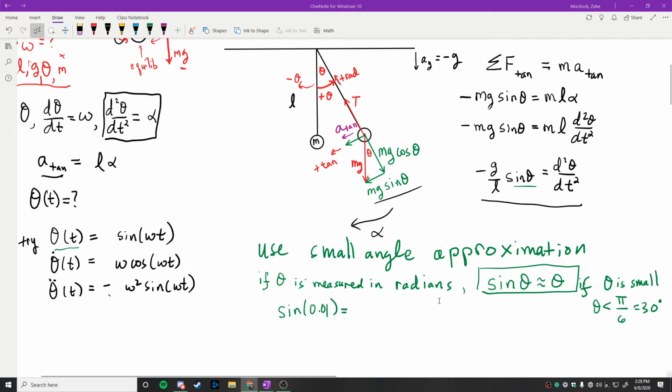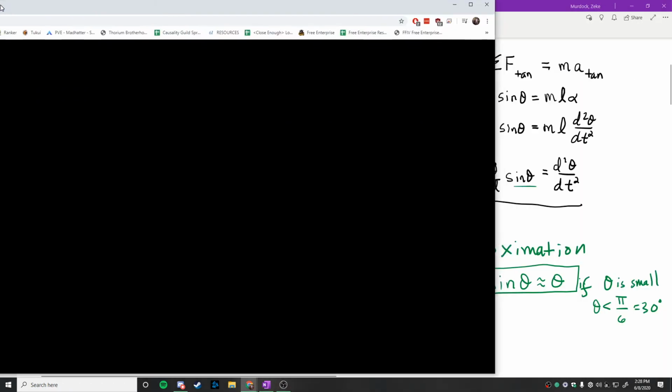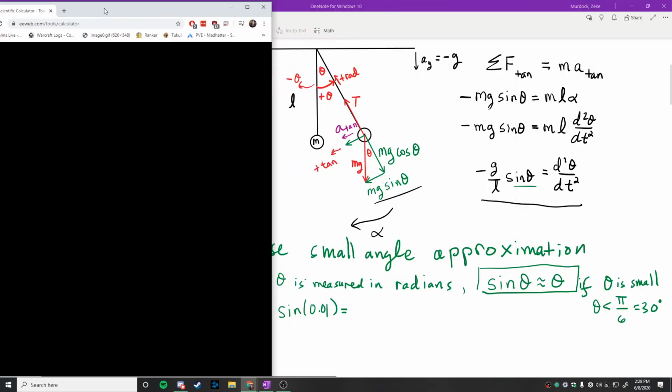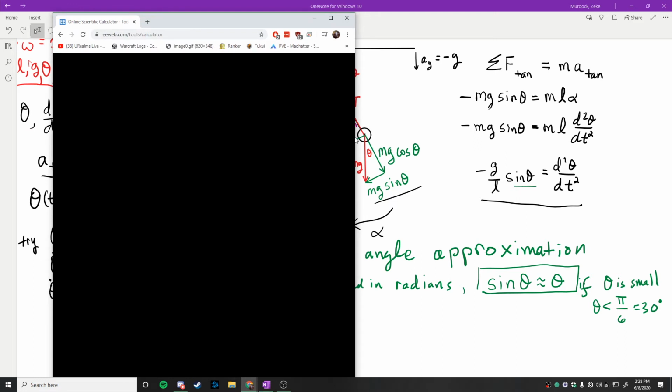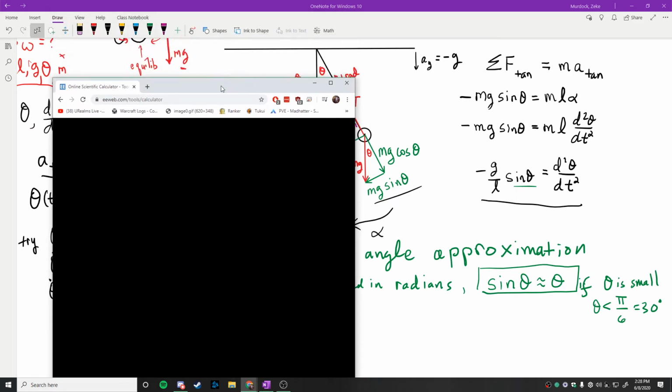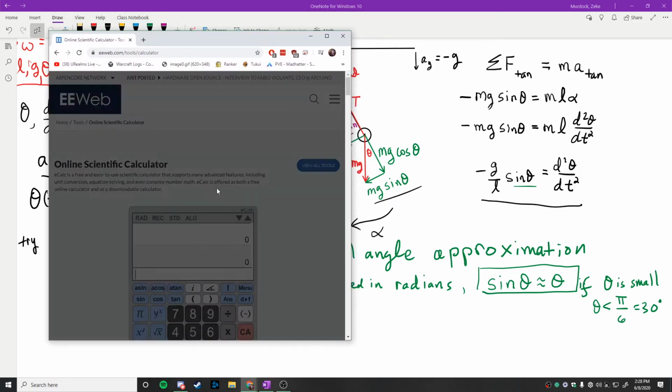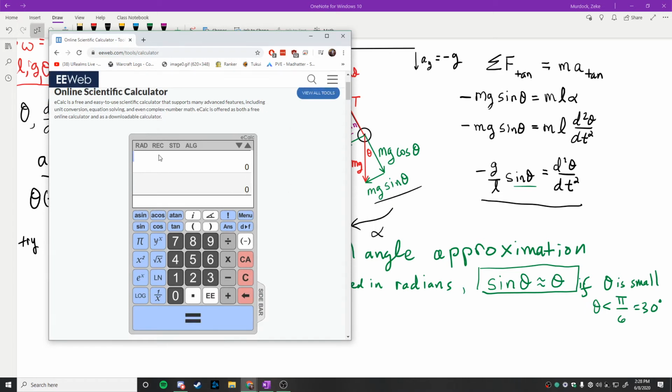So let me pull up the calculator. You guys do it yourself if you want. Put that into your calculator. Put your calculator in radians, right? It's the EE-Web calculator. So put your calculator in radians and do the sine of 0.01. Okay. This thing takes so long to load. I really should preload it. Okay. So we're going to do radians, right?